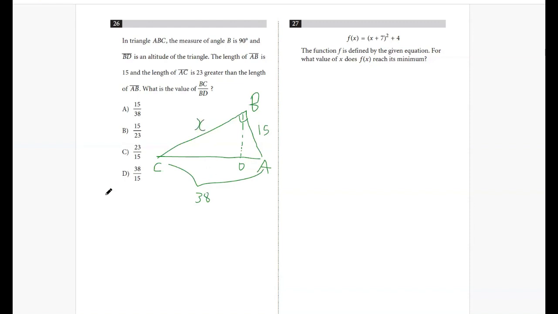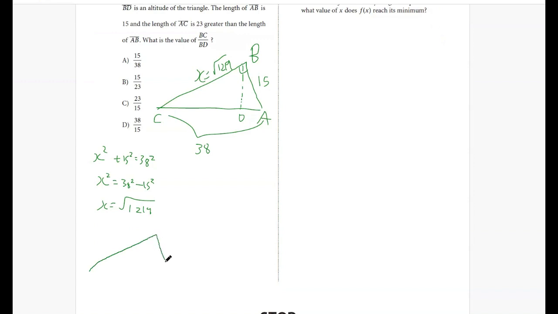Now I can solve this x as x squared plus 15 squared is equal to 38 squared according to the Pythagorean theorem. X squared is equal to 38 squared minus 15 squared. X is equal to the square root of 1219. So this BC is the square root of 1219. And I can go ahead and draw out the two triangles.